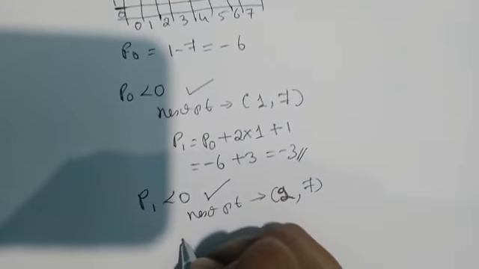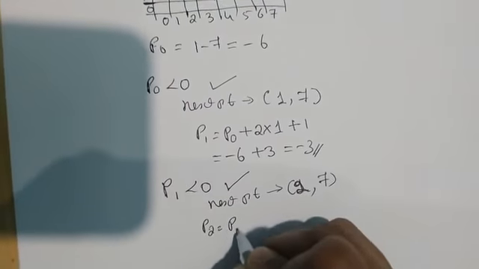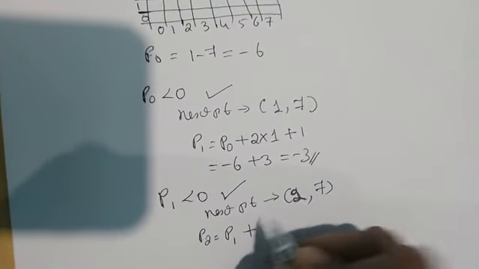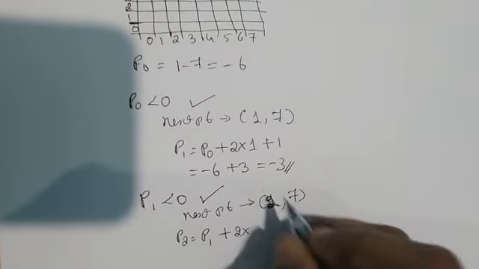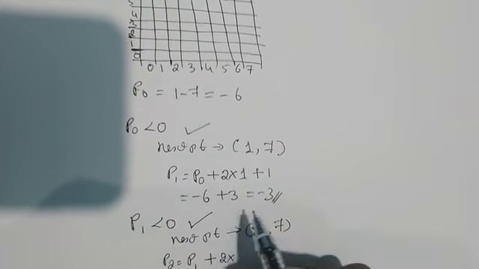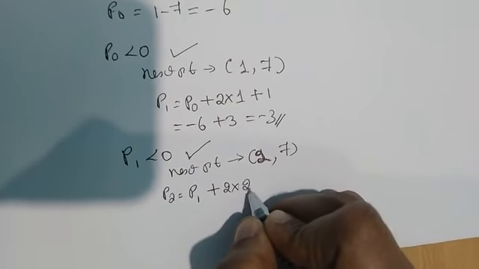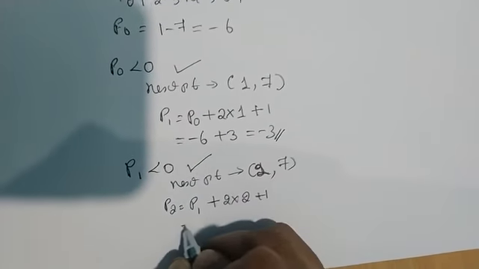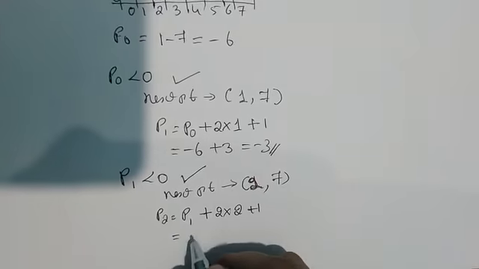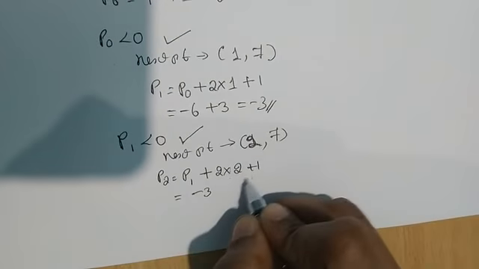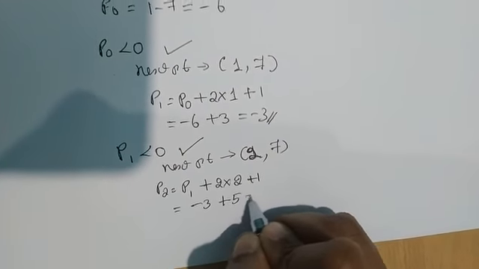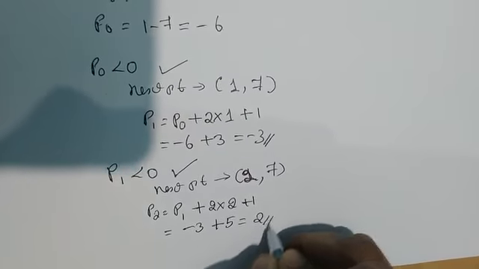Calculation of next P value. P2 equal to P1 plus 2 into same formula. Previous is less than 0, this is also less than 0, same formula will be applying. 2 into current x value is 2, plus 1, which is equal to P1 was minus 3, 4 plus 1, 5 plus 5. So it is equal to 2.